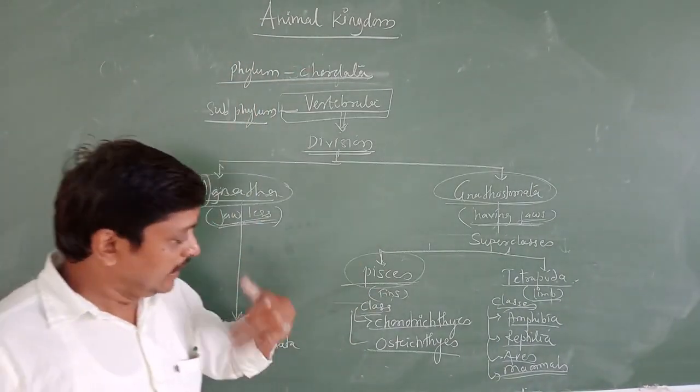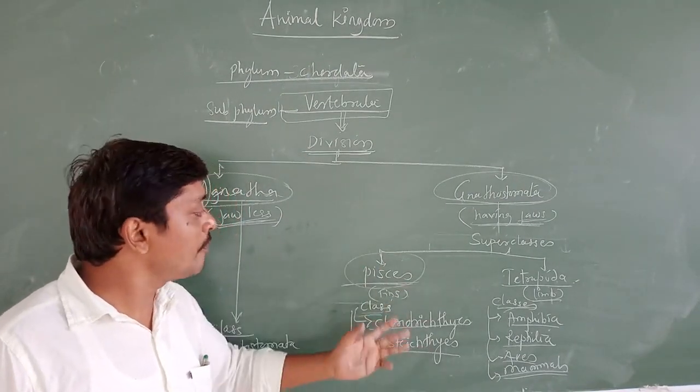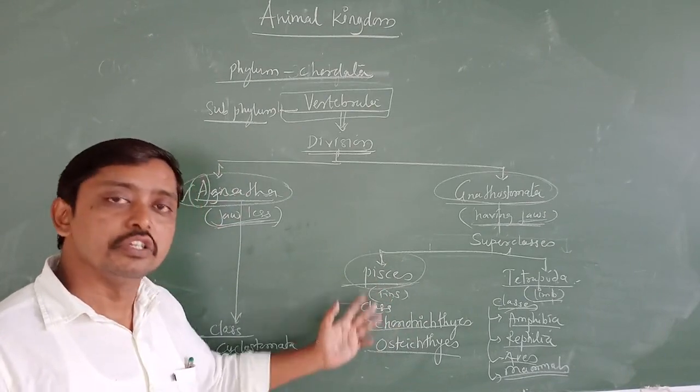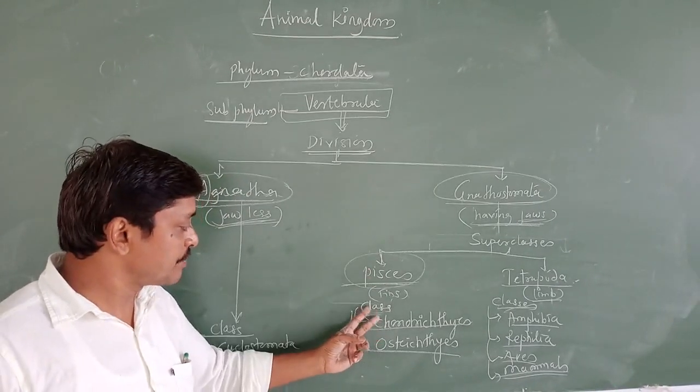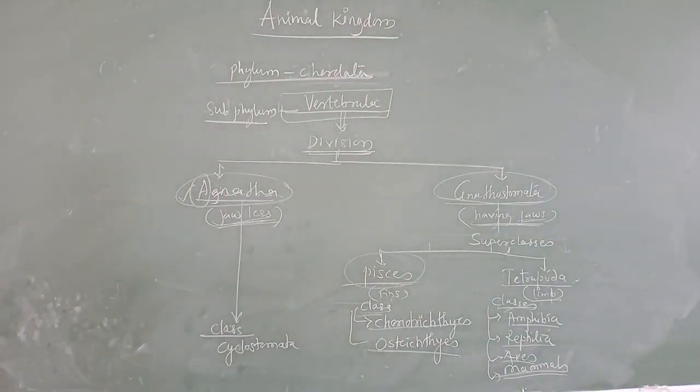Okay, and then in the next class onwards we are going to start discussing the general characters of superclass Pisces. In superclass Pisces we are going to study the classes Chondrichthyes and Osteichthyes.